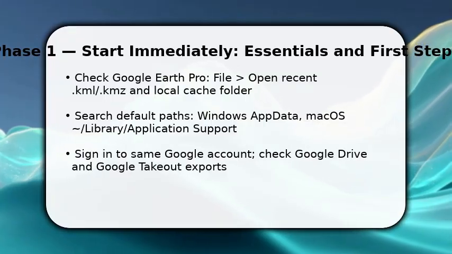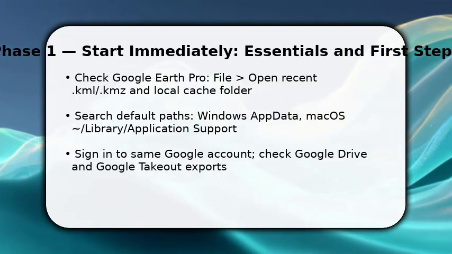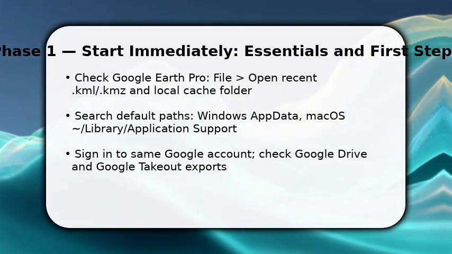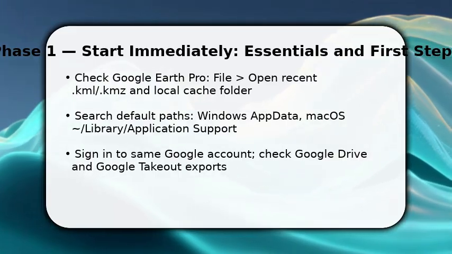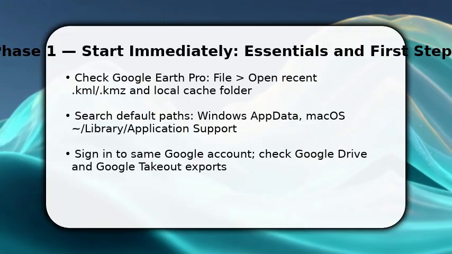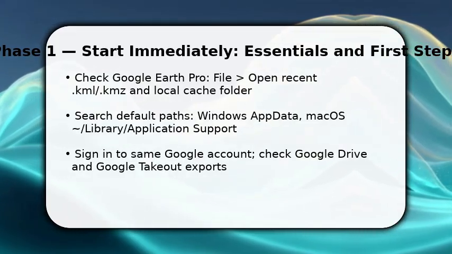You start by locating where Google Earth stores your data and why that matters. Find KML or KMZ files now. Look in the local cache and application support folders because those contain cache.DAT and recent project files. These are your primary recovery targets.